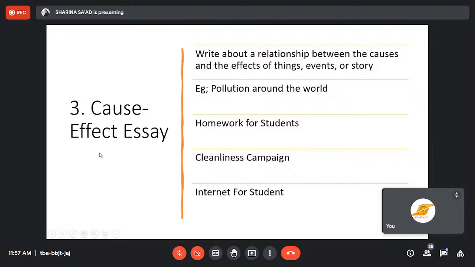And you also have a topic about the cause and effect essay. Cause and the effect. For example, you know what the causes of pollution are and what the effects of pollution are.